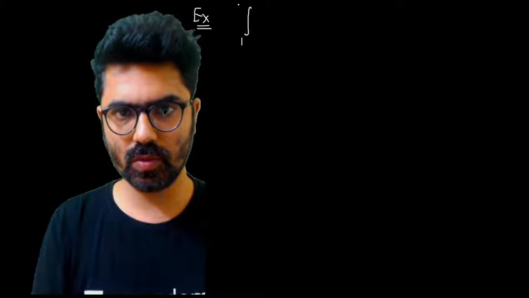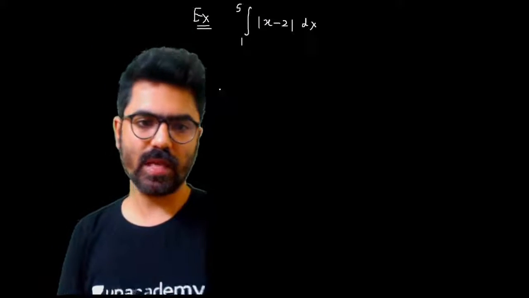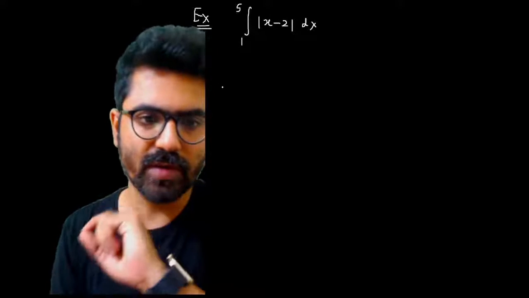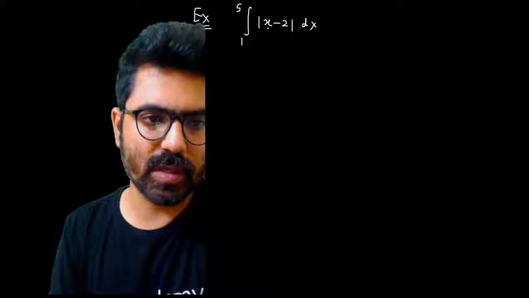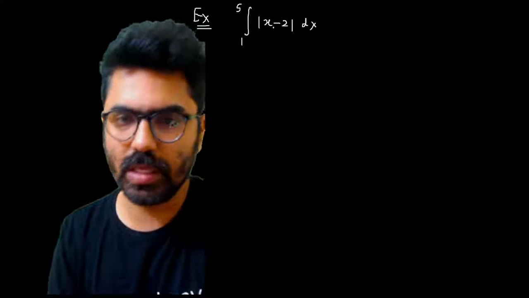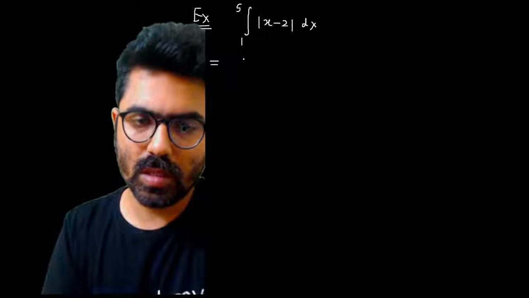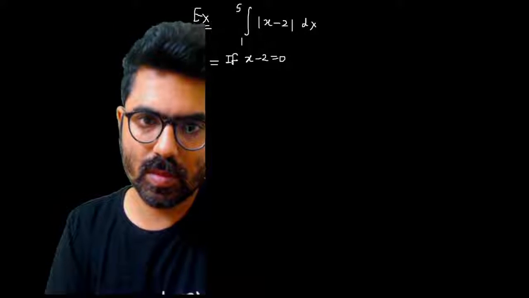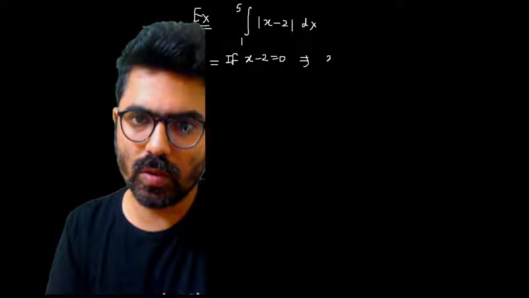Integration of 1 to 5 mod of x minus 2 dx. So as we can see, it is asked that integration of 1 to 5, and as an integrand there is mod of x minus 2, and the function which is to be integrated is mod of x minus 2. Here we can see that x minus 2, if you equate the value inside mod to 0, you will get x equal to 2.